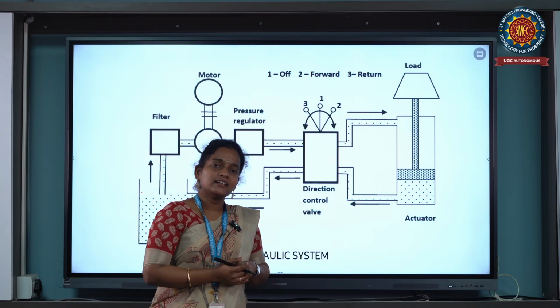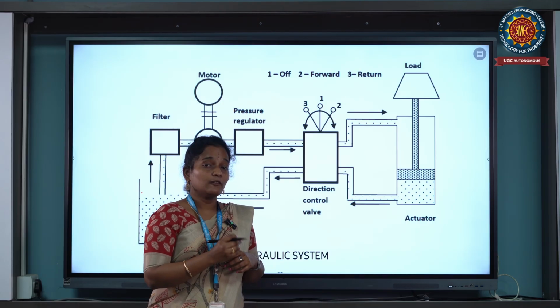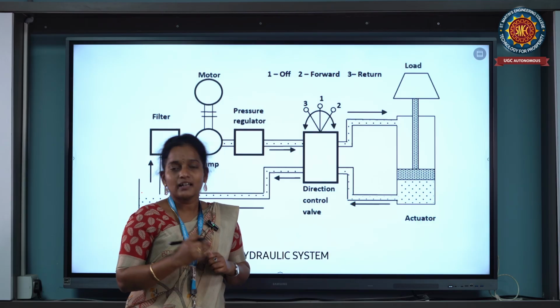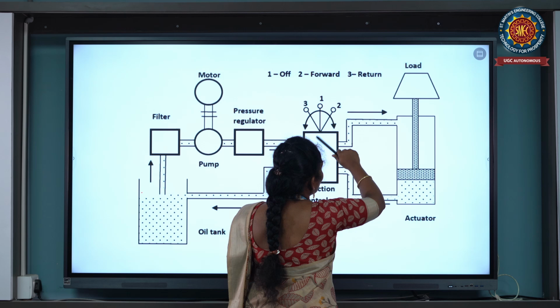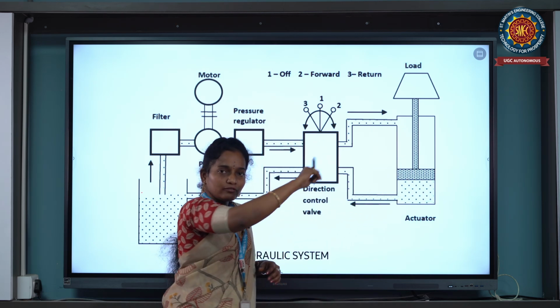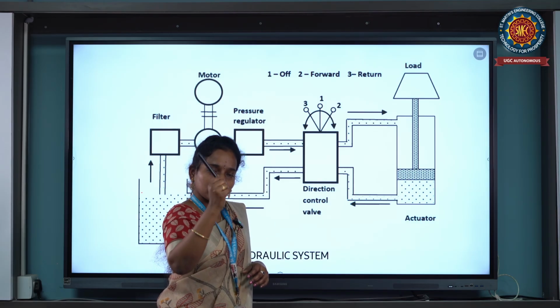The hydraulic actuator is used to convert the oil force directly into useful mechanical work. When oil is directly sent to the actuator and load is applied, the actuator converts the force of the oil into mechanical force for useful work.